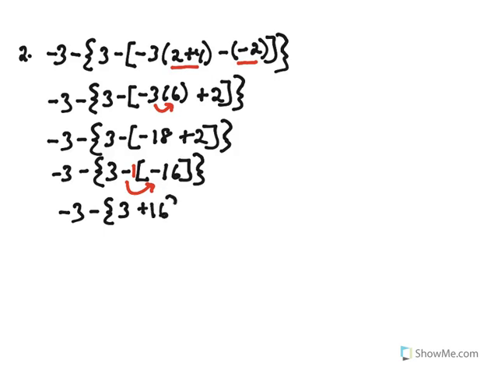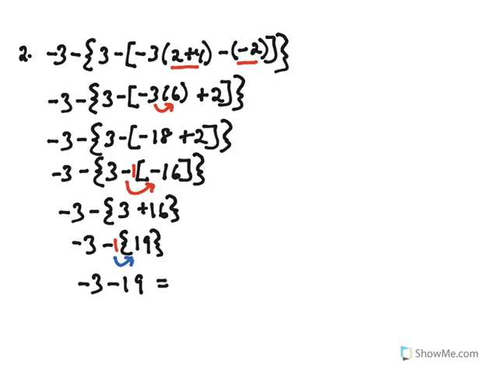Okay. And then 3 plus 16 is what? 19? Okay. And now there's an invisible minus 1 here, so we have to kind of distribute that. So when you do that, you get minus 3, minus 19. You can drop the braces.